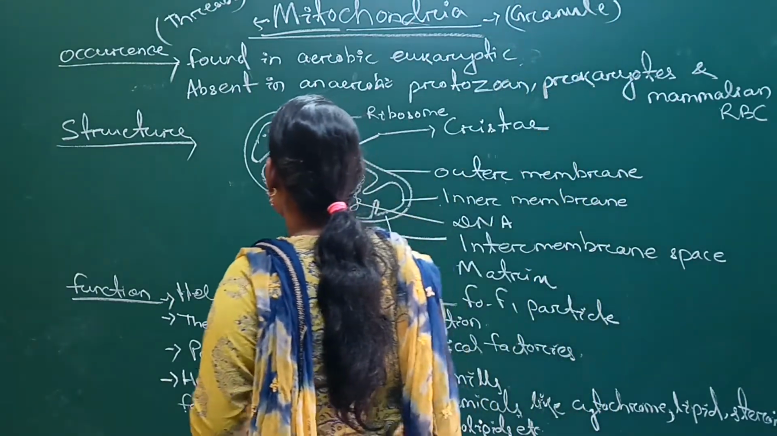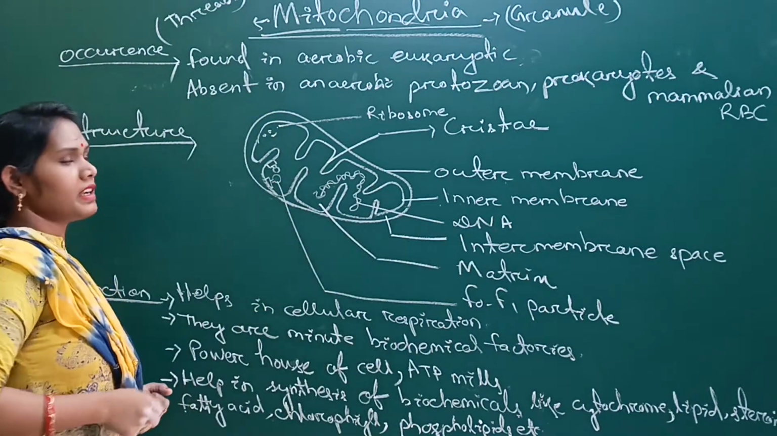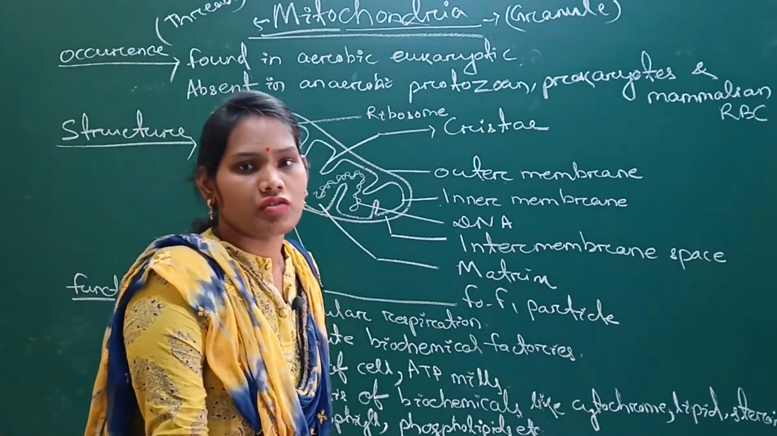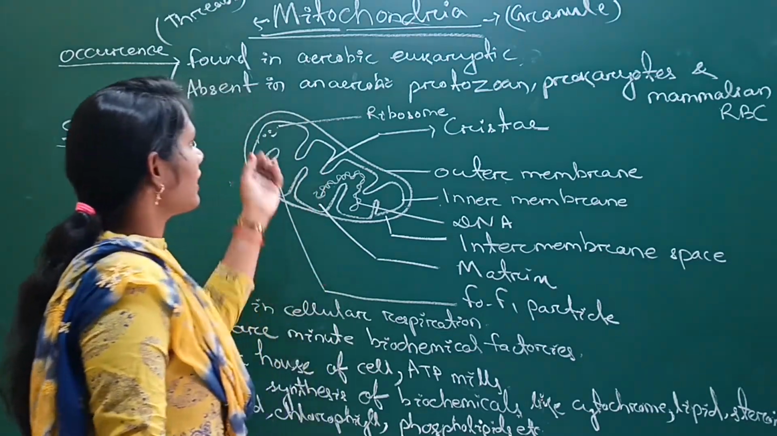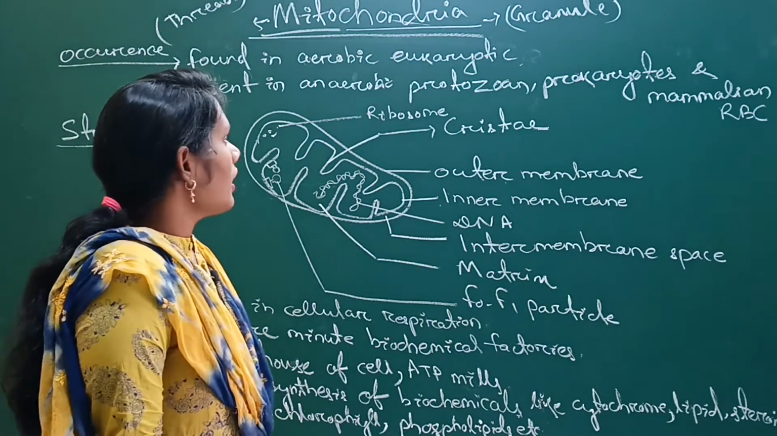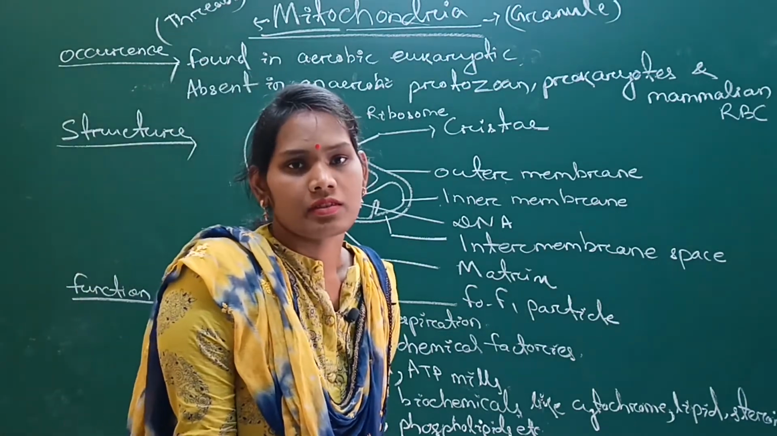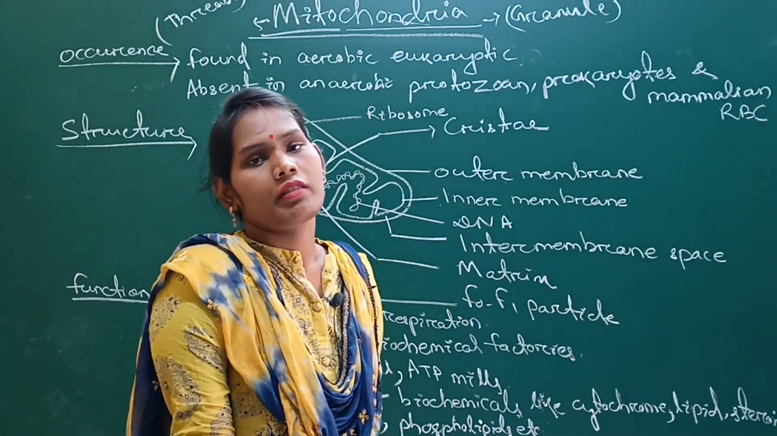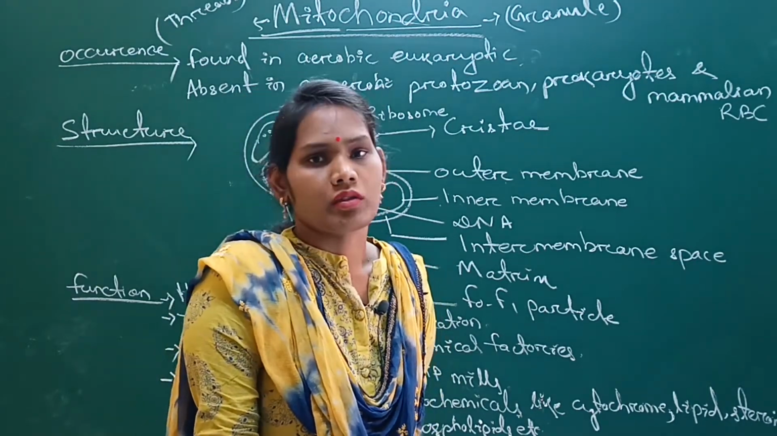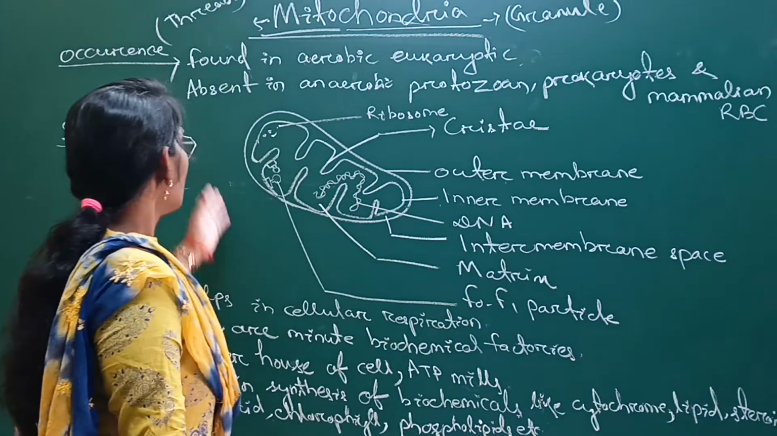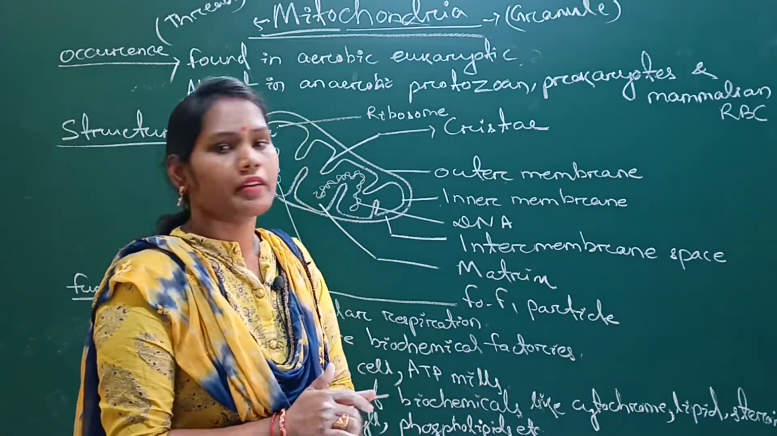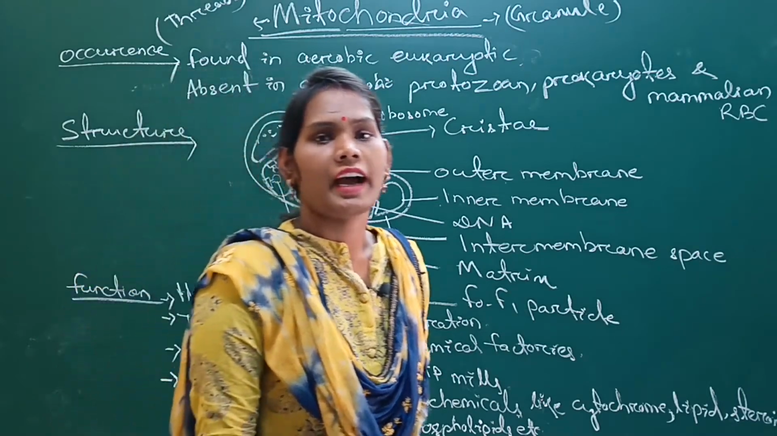Okay, so it is a thread-like structure, a spherical-shaped structure, or a granular structure. That's why it is named mitochondria, and it is found in all aerobic eukaryotic cells, because in aerobic respiration the Krebs cycle occurs in the mitochondria. But it is absent in anaerobic protozoan cells, prokaryotes, and mature mammalian RBC.